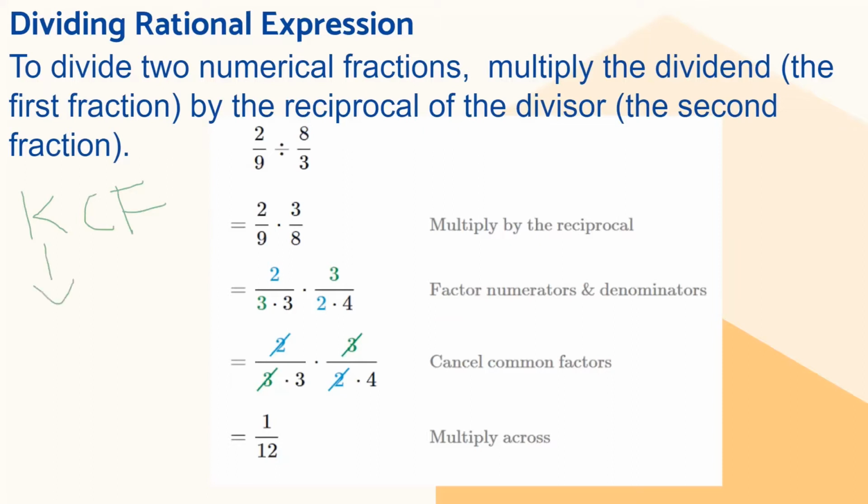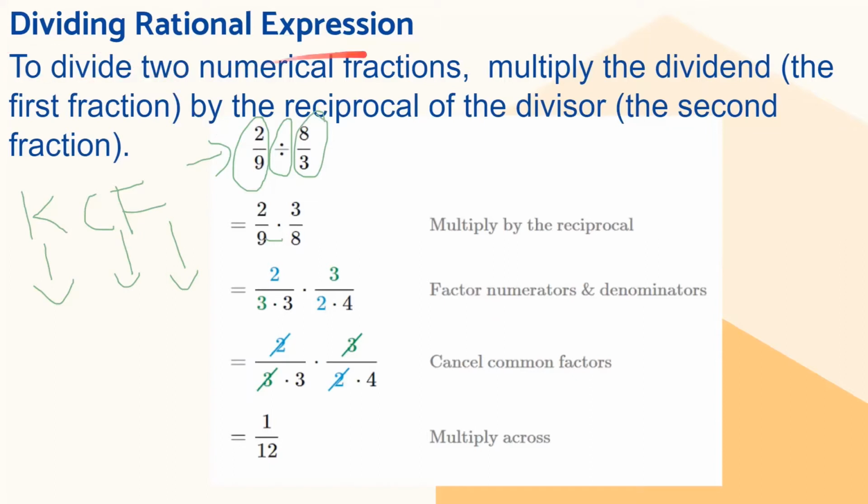It's keep, change, flip. So what I mean by that is you keep the first rational expression that you have. So you keep the first fraction, you change the sign. So if it was division, you're supposed to make it multiplication, and you flip the other fraction. So you keep it, change it, flip it, right?